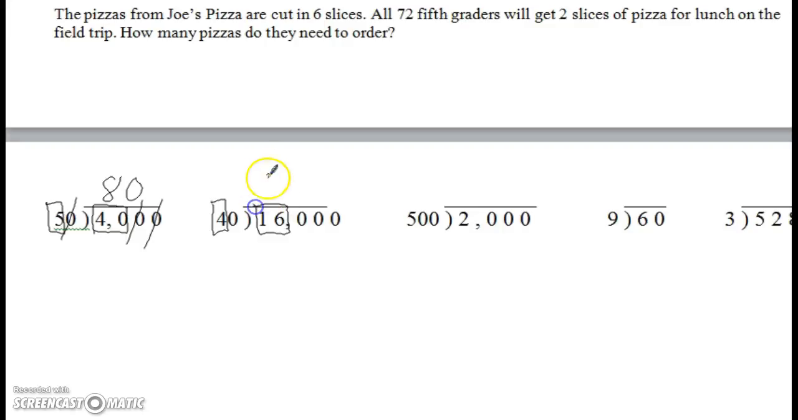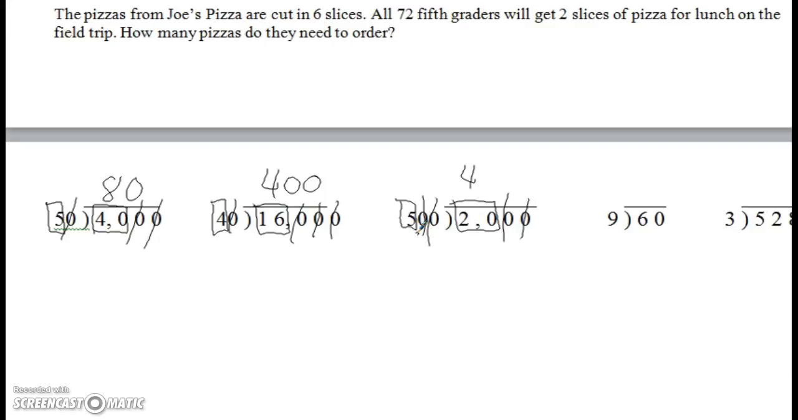4 is going to go into 16 4 times. 1, 2, 3 on the inside, 1, 2, 3 on the outside. 5 doesn't go into 2, but it does go into 20 4 times. 1, 2 on the inside, 1, 2 on the outside. So I don't even have to add any zeros there.